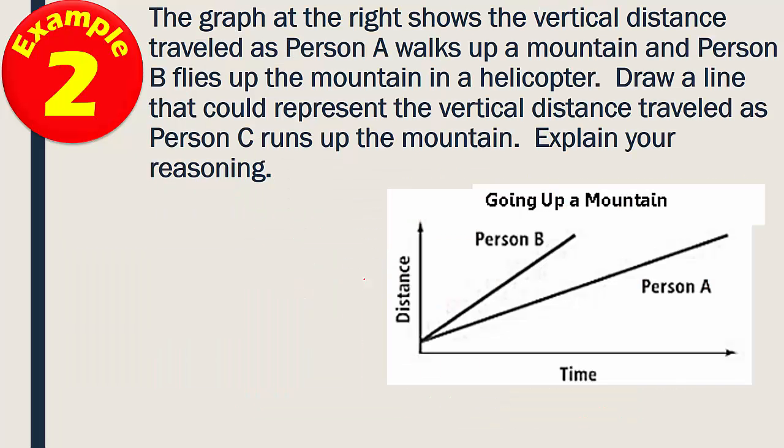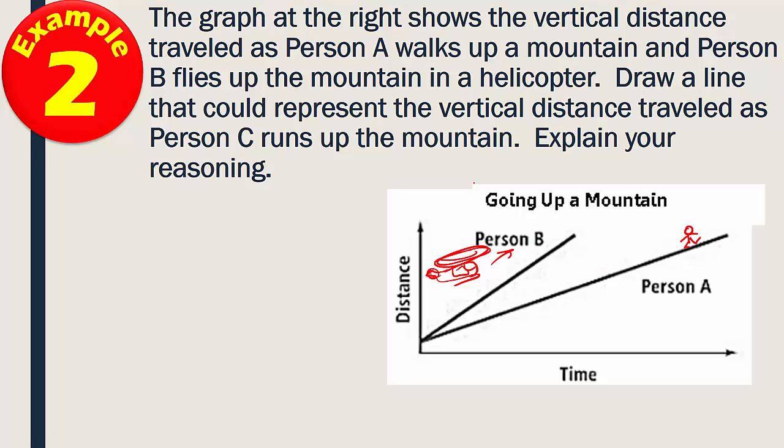Second example. So we have a graph at the right, well actually below, that shows the vertical distance traveled as person A walks up the mountain. And so this person's walking up. And this person B is flying up the mountain in a helicopter, so they're kind of cheating. I'm just trying a quick helicopter here. Not going to be the best one in the world, but you get the idea. All right. So they're flying up. This is person B. This is person A.